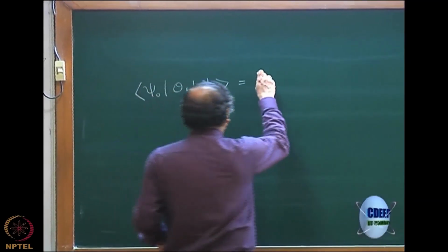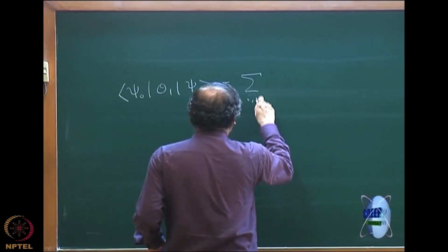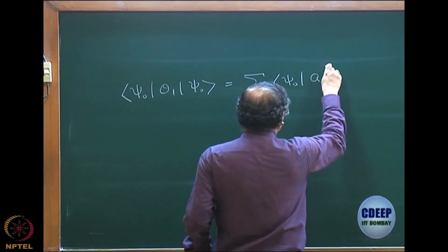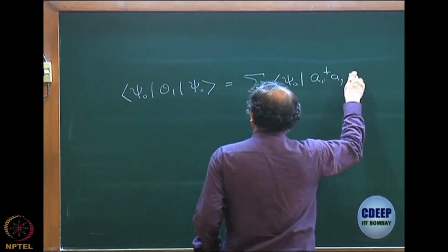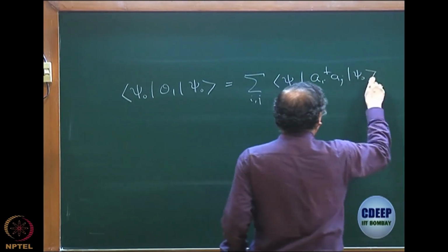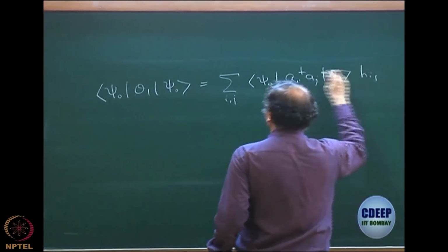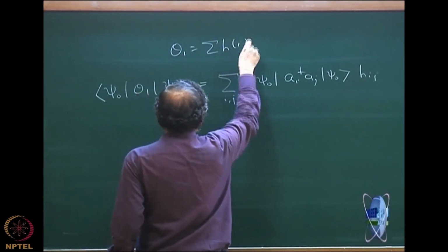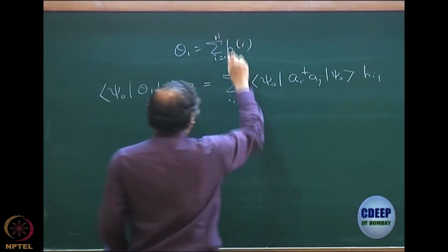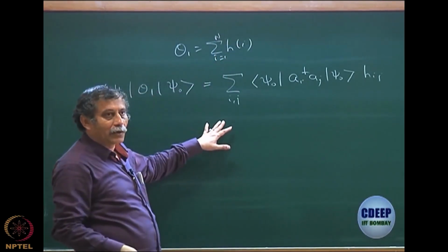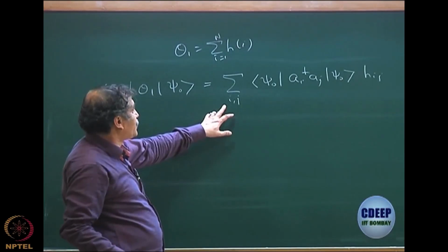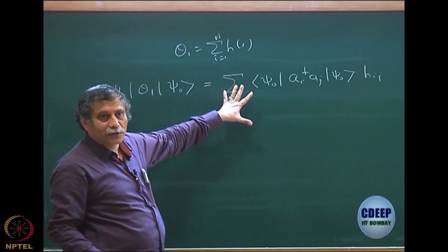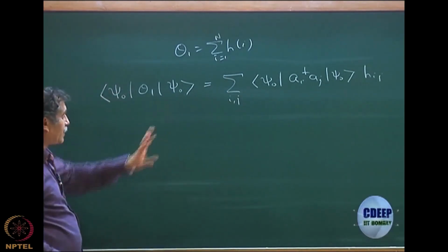So how do you write this? You write this as sum over ij ψ0 ai† aj ψ0 and some hij. So your Θ1 is sum over h of i. This is in first quantization. Again, note the difference. This is in first quantization, this is in second quantization, where the sums over i and j are now no longer electron coordinates but spin orbitals. Okay, so this is the first thing. So this is the second quantized notation.